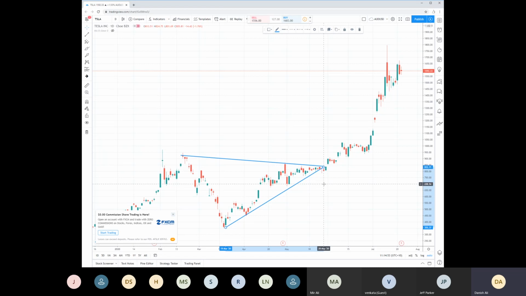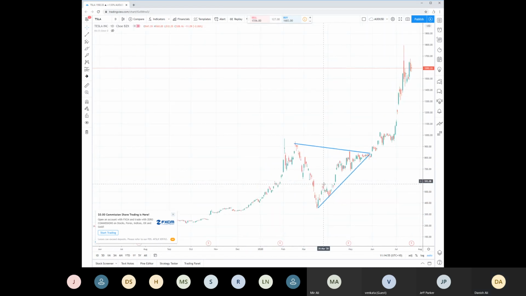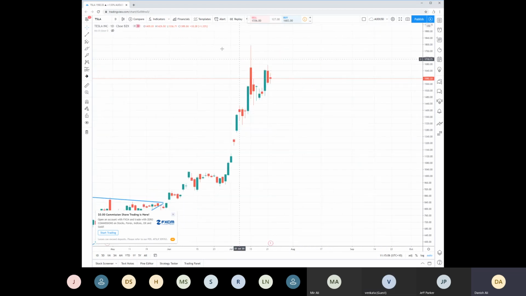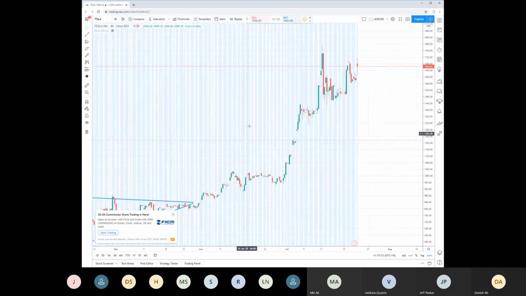And after this day, it just said, you know what? I don't care. I'm just shooting up. And by the way, it's forming another pennant for now. For people who are interested in Tesla, everybody is interested in Tesla. Let's go on a 4-hour chart. There is a pennant formation happening right here.